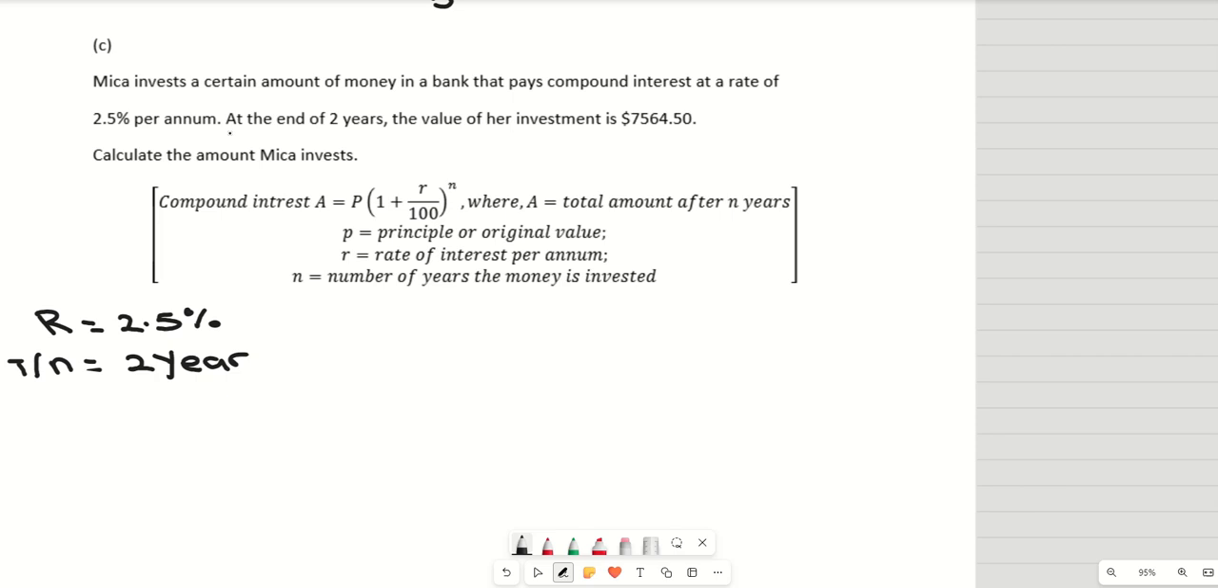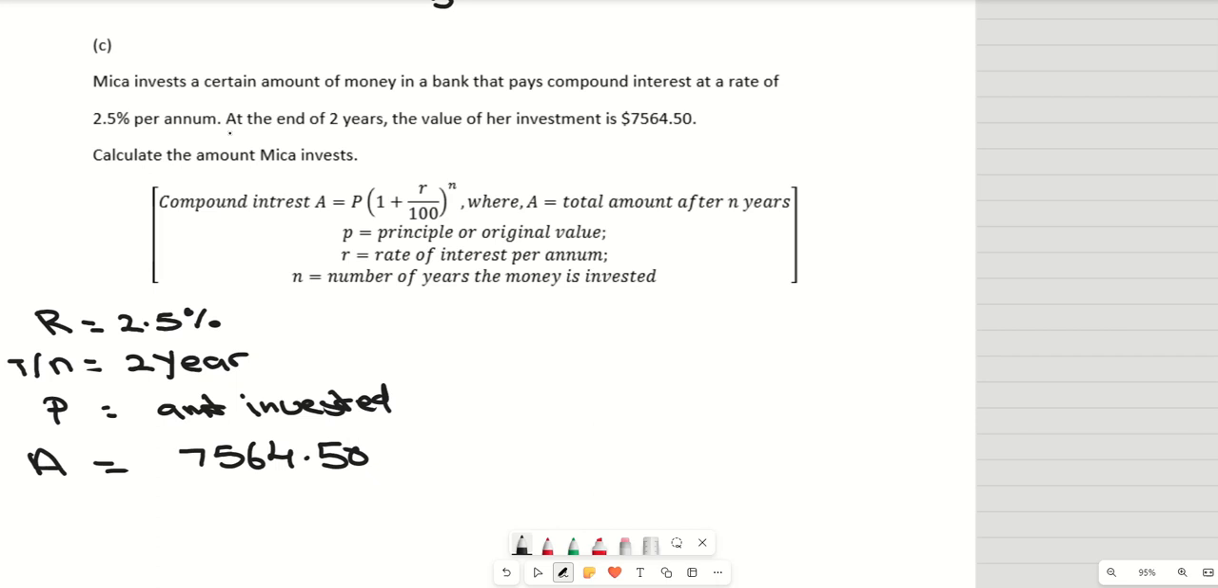The value of an investment. So first off, Mika invests a certain amount of money. Your principal is the amount invested. In this case, we don't know what the amount invested is. The value of the investment, also known as the amount, is the total amount after n years. So the value of your investment is 7564.50. Now, we're just going to put everything we see here in the formula.